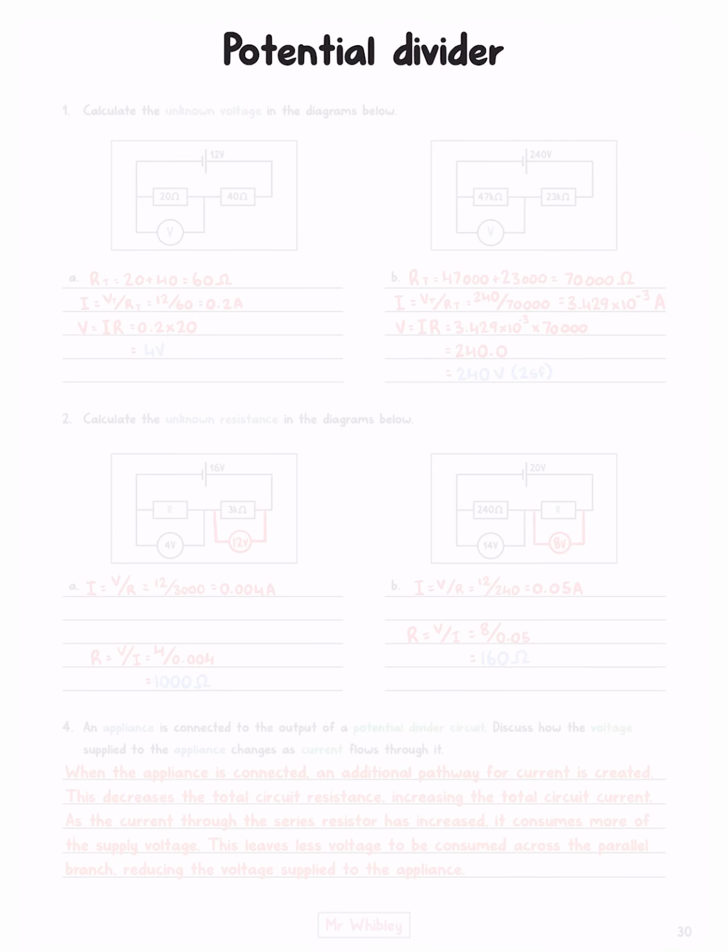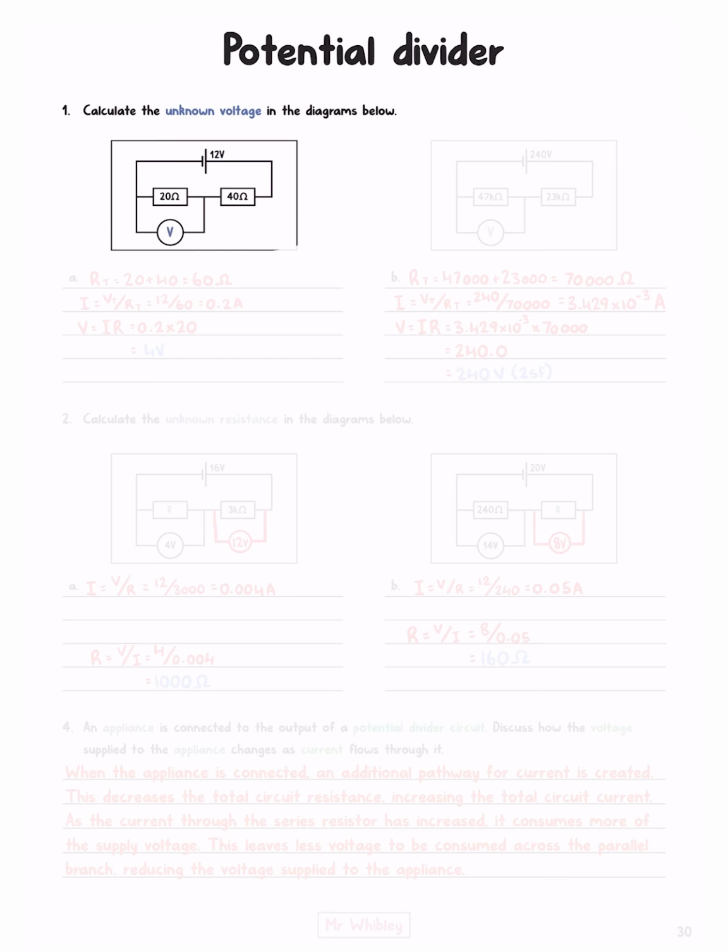Potential divider. Question 1. Calculate the unknown voltage in the diagrams below. We have a 12 volt source connected in series to a 20 and 40 ohm resistor, and our unknown voltage over our 20 ohm resistor. To find the voltage across this resistor, we can use the fact that V is equal to IR, where we know our resistance, that is our 20, but we don't know our current.